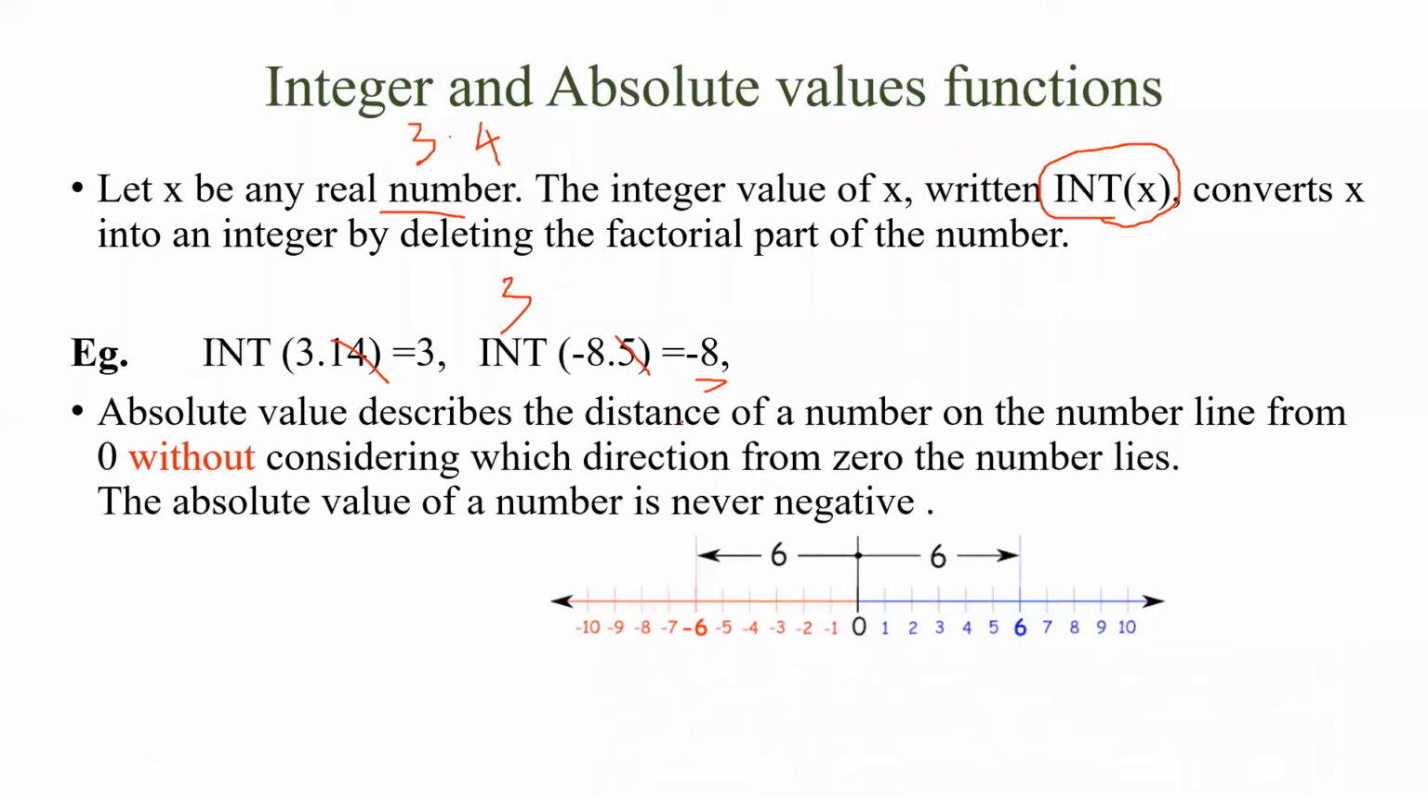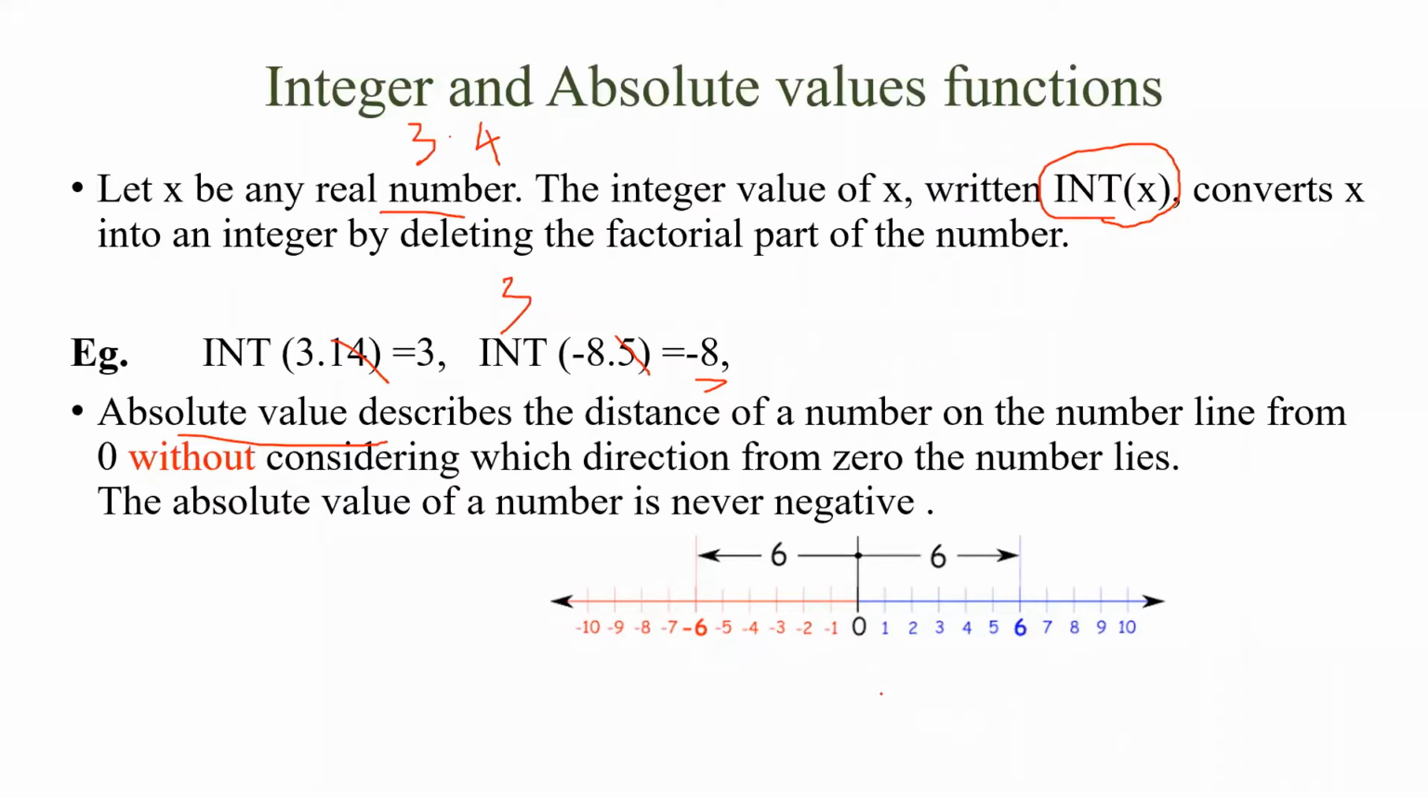Now, what is the next function? I might have kept it in 2 different slides. This is another function called the absolute value. You might have studied it in school also. Absolute value, if you go with the definition, describes the distance of a number on the number line. You know a number line, right? From 0, without considering the direction.